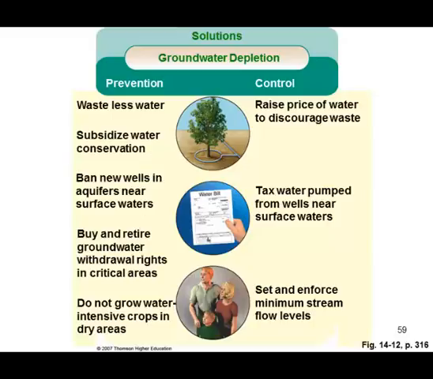Which one would you recommend to a farmer for preventing groundwater depletion? And let's say that you really can't control those things for prevention. What do you think is the best method for the right column, controlling groundwater depletion? So these are all good strategies that could come up on the AP Environmental exam for groundwater prevention or groundwater control. Remember these as strategies and solutions.